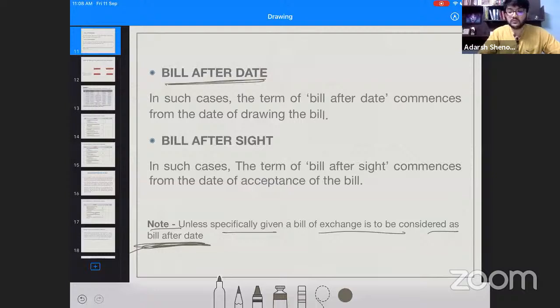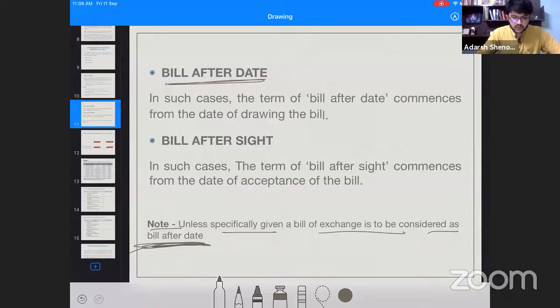When I say bill after date, what should I add the term of the bill to? The term of the bill is to be added to the... yes, wonderful, drawing date. We should add it to the drawing date.